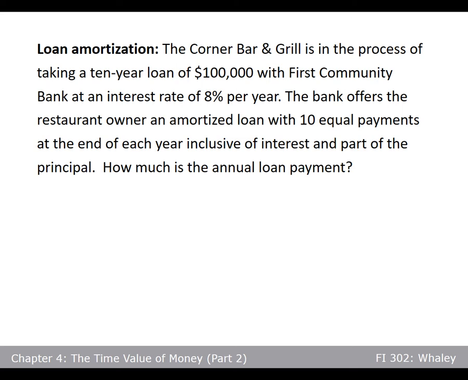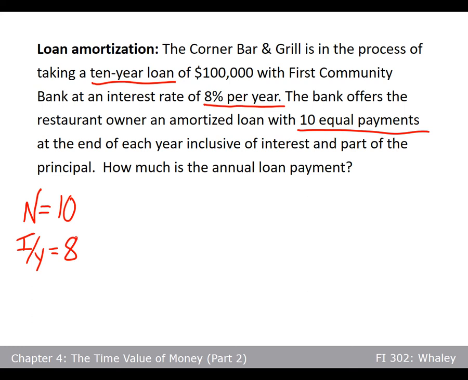But for the sake of time, we're going to use our calculator functions. So let's first get all the important information. In terms of our calculator, we need to know the number of periods, right? How long will this loan take place? Well, it's a 10-year loan, and the bank is offering 10 equal payments. So in this case, N is 10. Our I/Y, our interest rate per year, we are given in the first sentence: First Community Bank offers this loan at an interest rate of 8% per year. So that is 8.